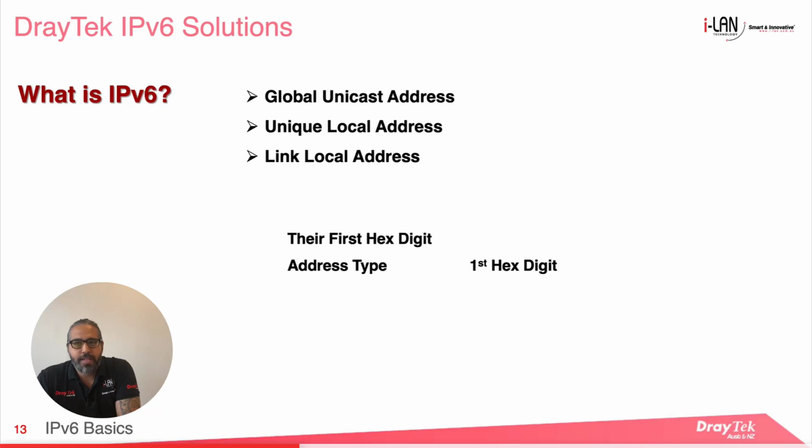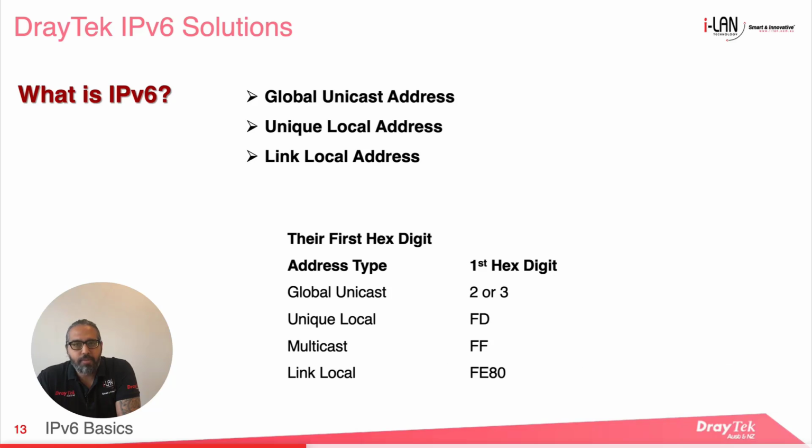We can tell which is which by looking at the first digits in the address. Global unicast addresses always start with a 2 or 3. Unique local begins with FD. Multicast begins with FF. And link local begins with FE80.